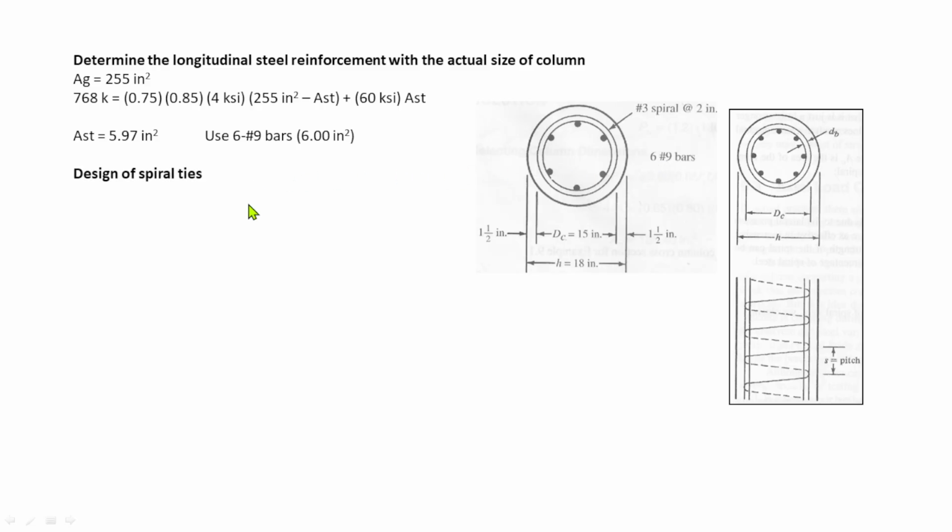Now the next step is to design the spiral ties, which is this one here, the spiral ties. We have to design this based on this equation. So core area is equal to pi times the core diameter squared over 4. This is the core area from here, end to end of the ties. Not this one, not 18. Only 15, less the cover of the concrete column. So we have the core area of 177 square inches.